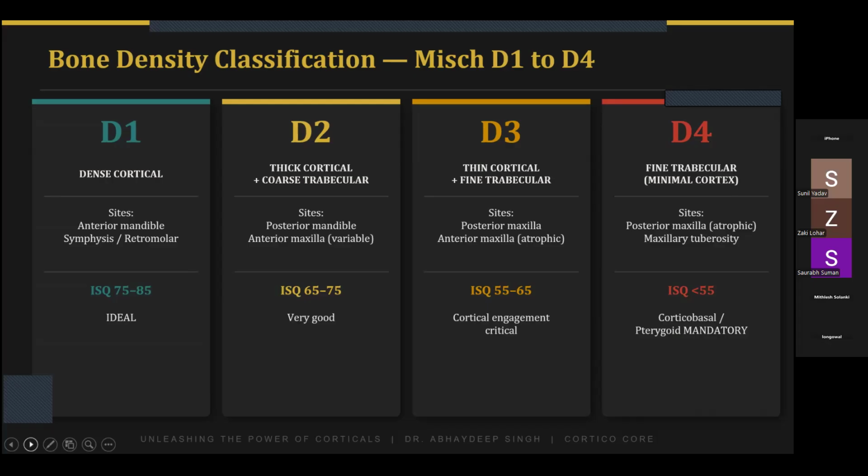And what is D4? It is completely spongy bone. There is minimal cortical present, and most of the time it is the posterior maxilla region only or the maxillary tuberosity only. This is the least dense bone. You need to learn how you feel that bone. When you do osteotomy, when you enter the bone, you need to understand the tactile sensation of hard and spongy bone. If you learn this, there is nothing beyond this. You will be able to understand what kind of implant design you want to put in that bone.